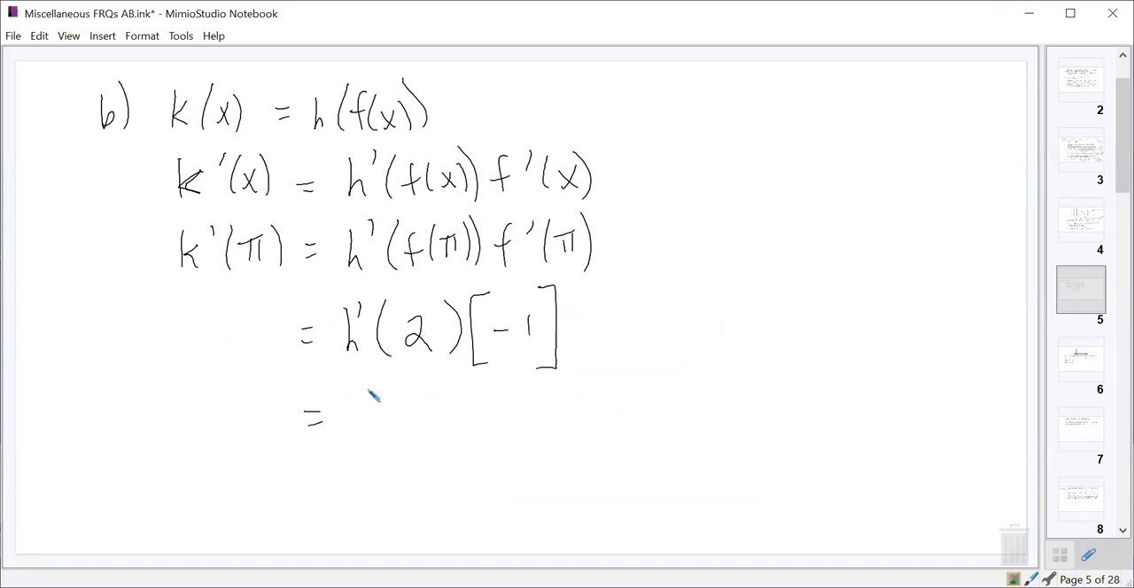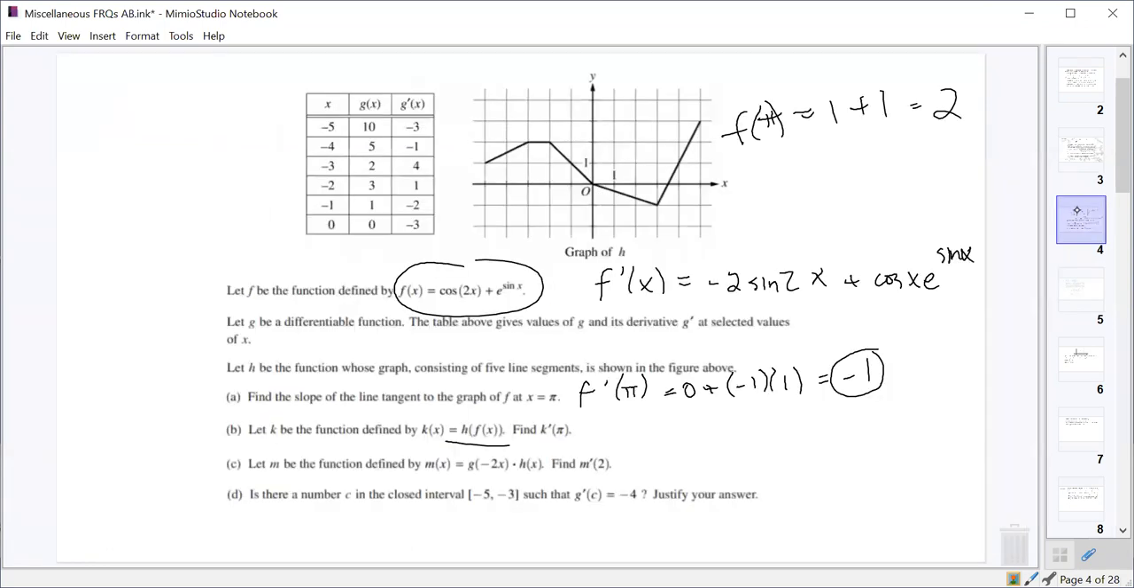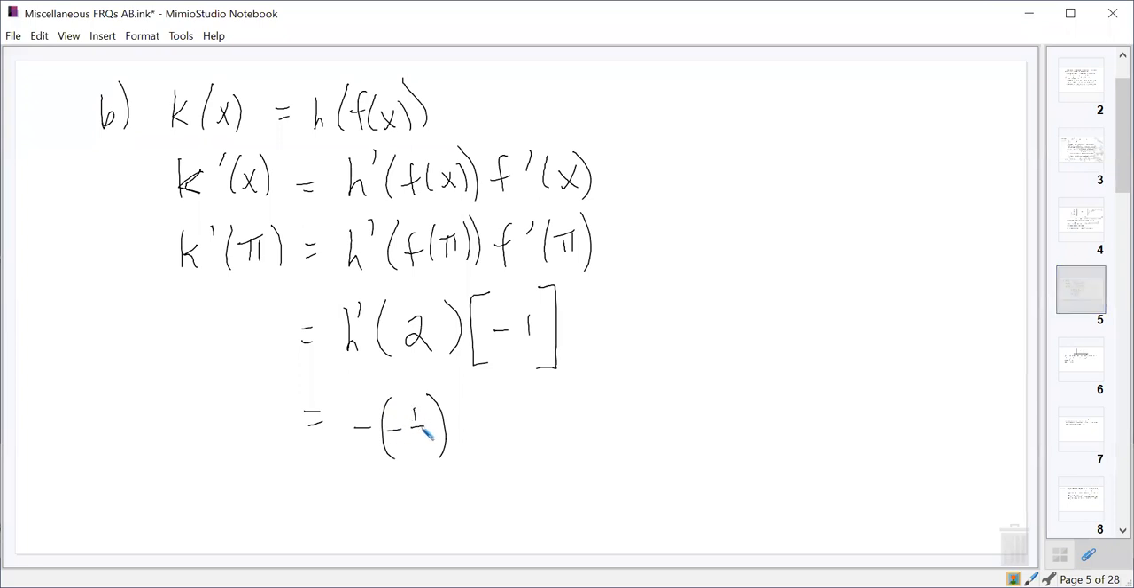And so now we end up with negative h prime of 2. H prime of 2 is just the slope of h at 2. Well, what's the slope of this linear piece? Down 1 over 3. -1/3. So our final answer is +1/3.